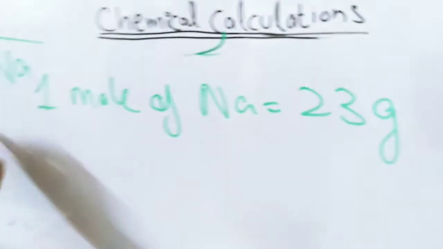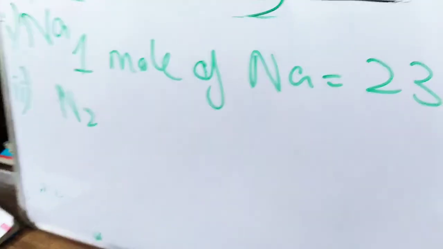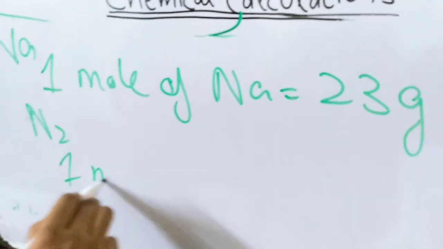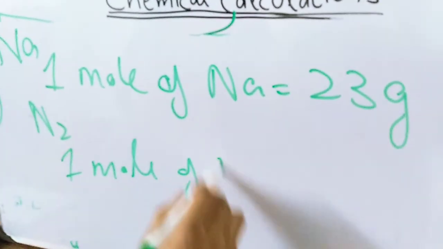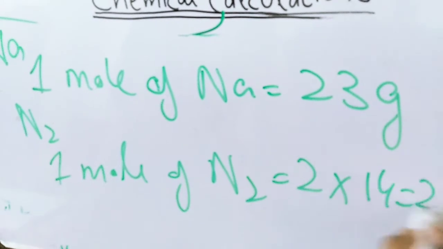Second, if we have nitrogen, which exists as a molecule, then 1 mole of nitrogen is 2 multiplied by 14, which is equal to 28 gram.